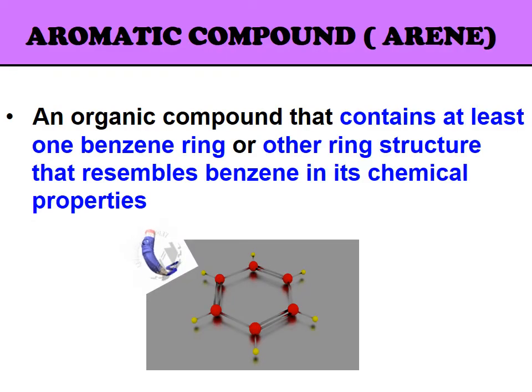So aromatic compound, also known as ARENE, is an organic compound which contains at least one benzene ring or other ring structure that resembles benzene in its chemical properties. In the picture, this is the shape of a benzene ring, which is a hexagon.